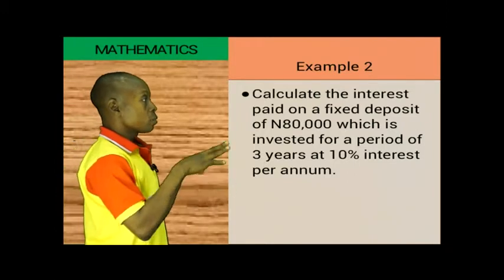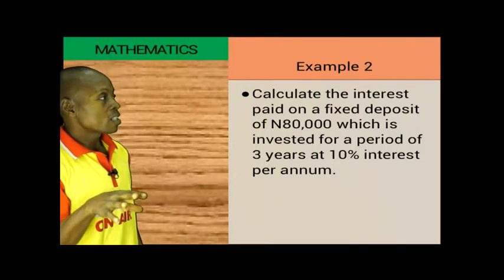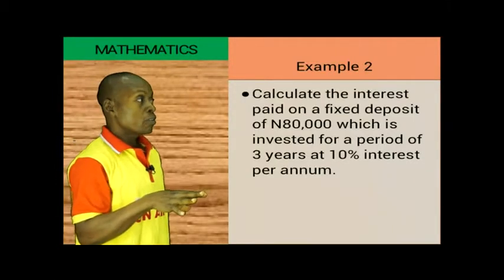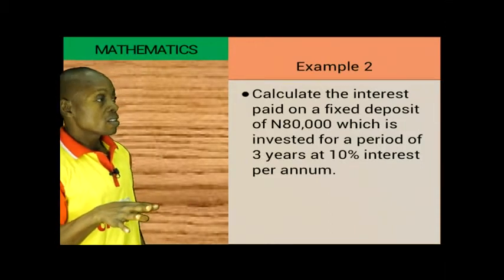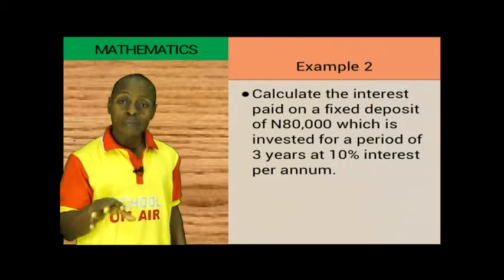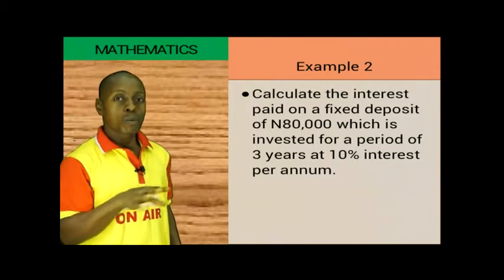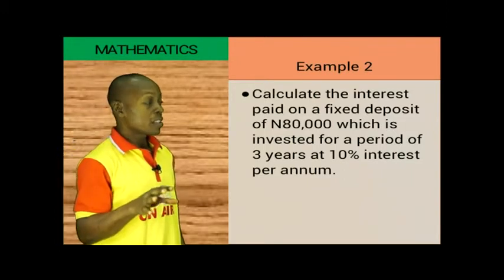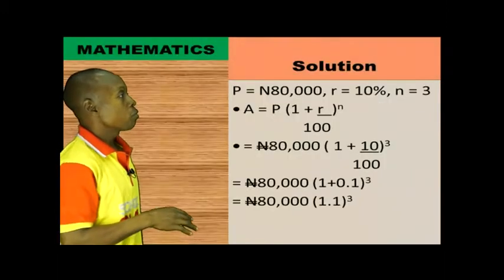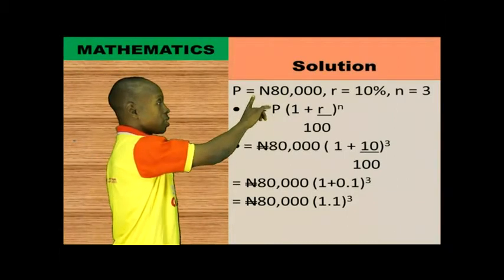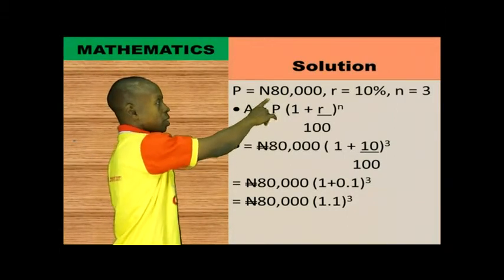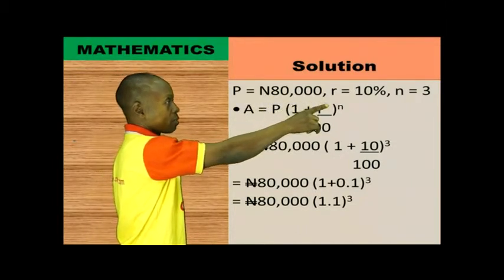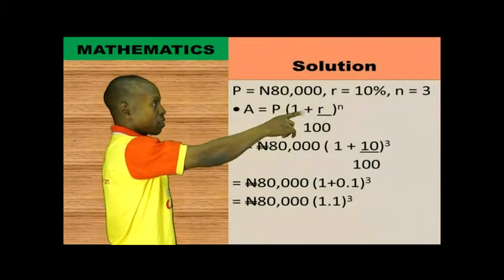In this case, this person has 80,000 in a fixed deposit account, and he left it there for a period of 3 years. So what will be his interest at the end of the 3 years at 10% interest rate? What will be his accumulated interest at the end of 3 years? Let's see how we go about it. So the amount he saved is 80,000. That's his principal. The principal is equal to 80,000 naira, and the rate is 10%. The number of years is 3 years.